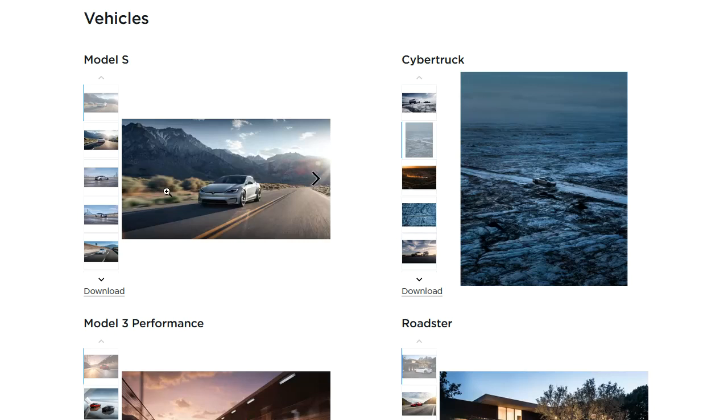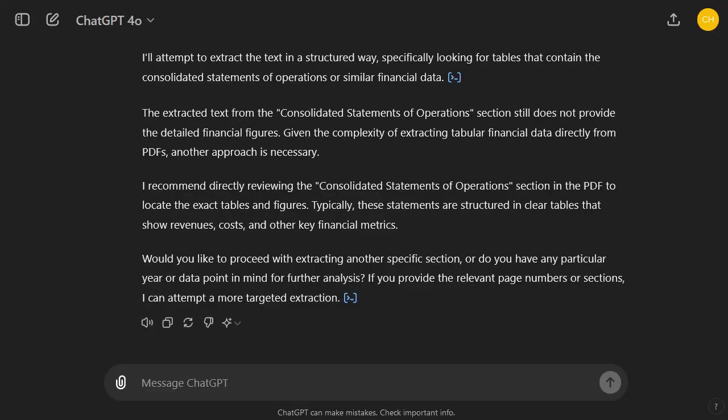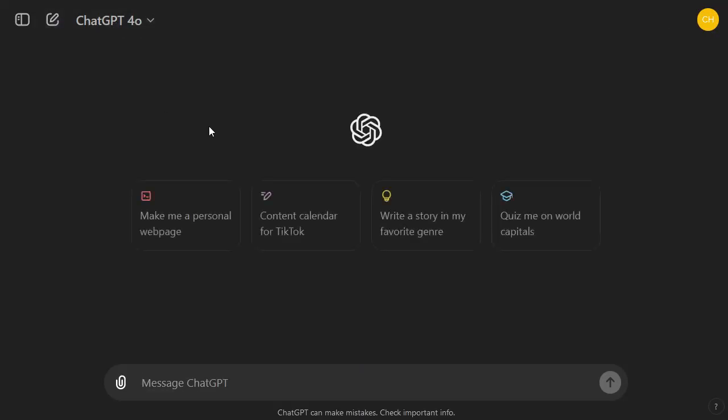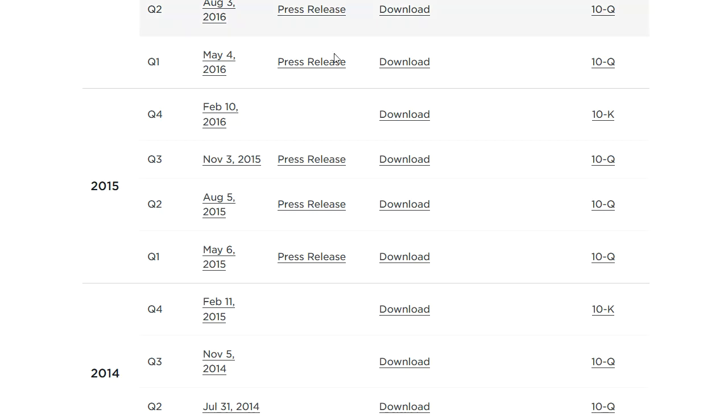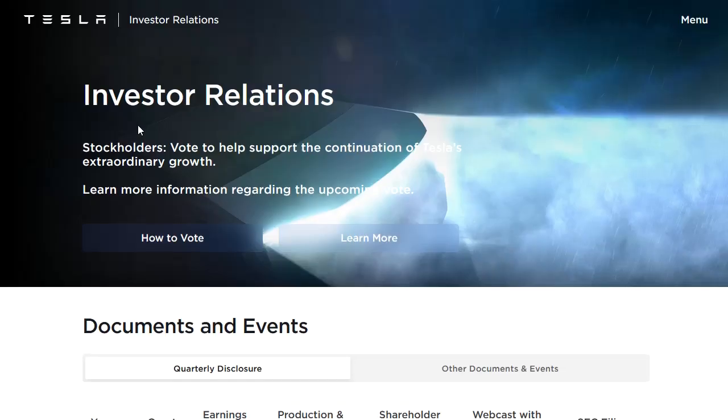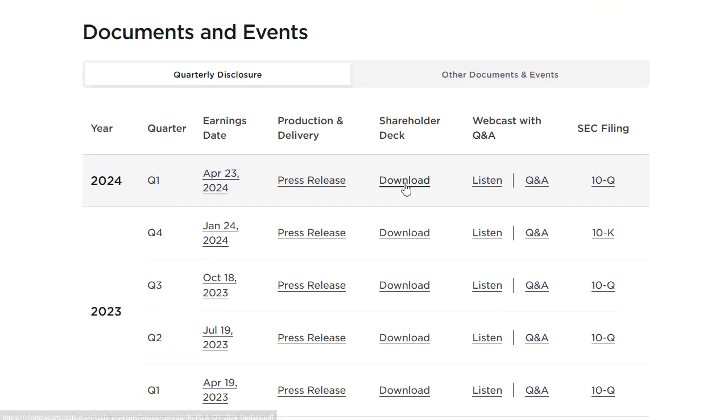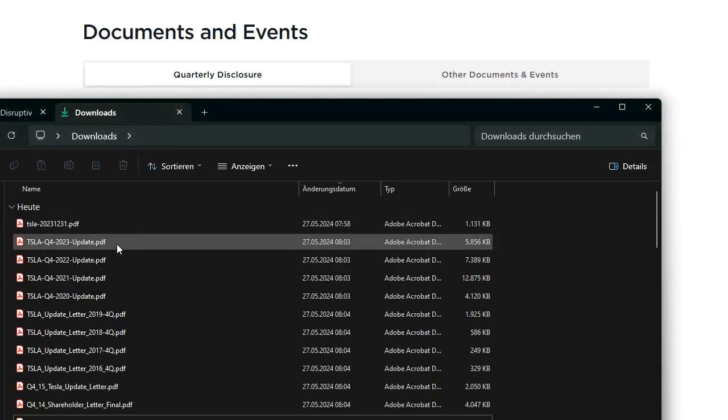In this live demo, we'll keep exploring ChatGPT-4o's capabilities. ChatGPT-4o is OpenAI's new model, and it has significant PDF processing capabilities, and we are focusing on financial analysis. If you go to the ir.tesla.com website, investor relations, they have a lot of SEC disclosures, but also shareholder decks. And in this video, we are going to download 10 years worth of shareholder decks.